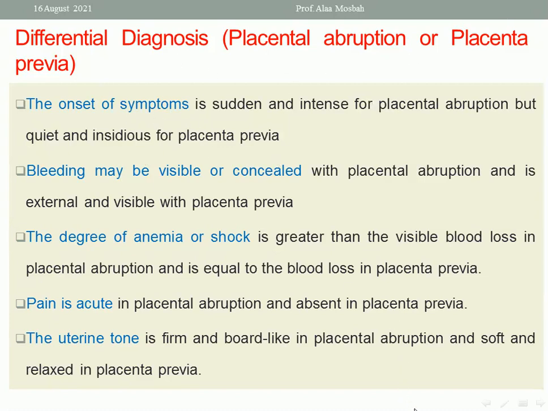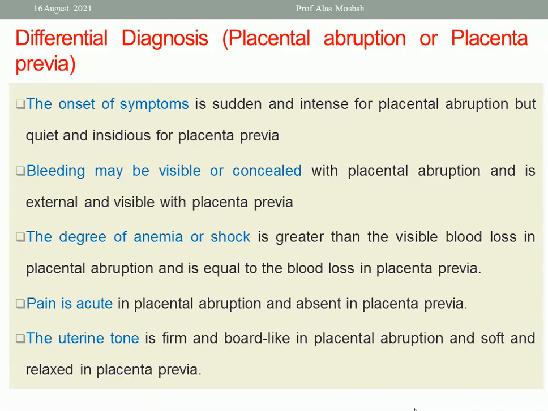The onset of symptoms is sudden and intense for placental abruption, but quiet and insidious for placenta previa. Bleeding may be visible or concealed with placental abruption and is external and visible with placenta previa. What about the degree of anemia or shock? It is greater than the visible blood loss in placental abruption and is equal to the blood loss in placenta previa, because in placenta previa there is no retained blood inside the uterus.